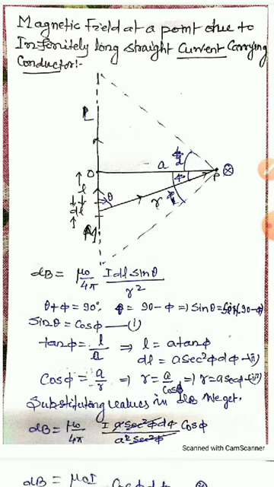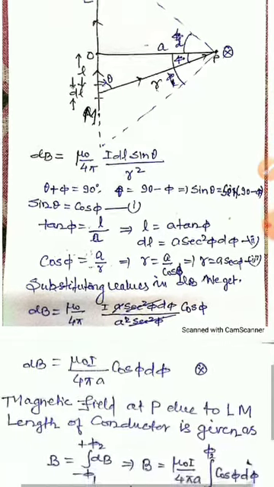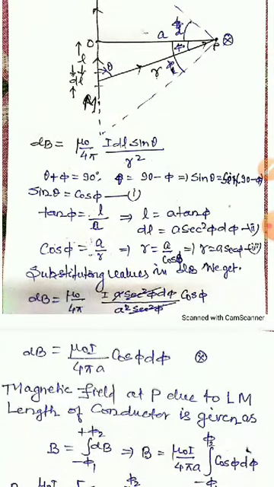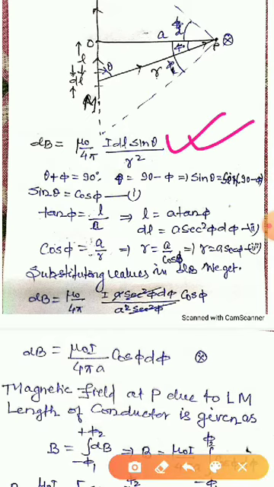So theta plus phi is 90 degree. So from here theta is equal to 90 minus phi, and sine theta is equal to sine (90 minus phi). So sine theta is equal to cos phi. Tan phi is equal to L by A. So L is equal to A tan phi. dL is equal to A sec square phi d phi. And cos phi is equal to A by R. So R is equal to A sec phi. Substitute all these three, 1, 2 and 3, in the expression of dB. We will get dB as mu naught I by 4 pi A cos phi d phi.